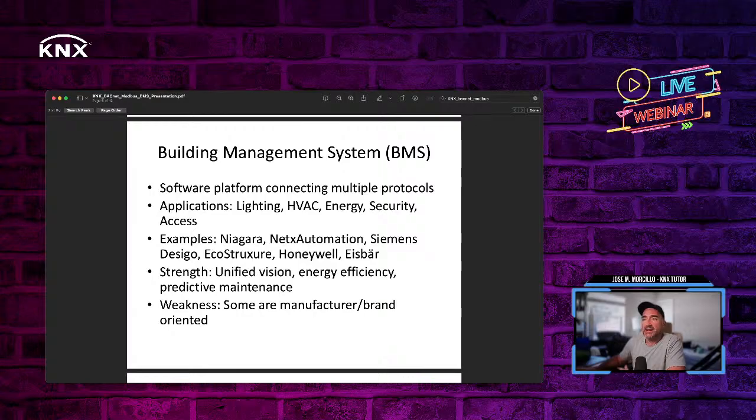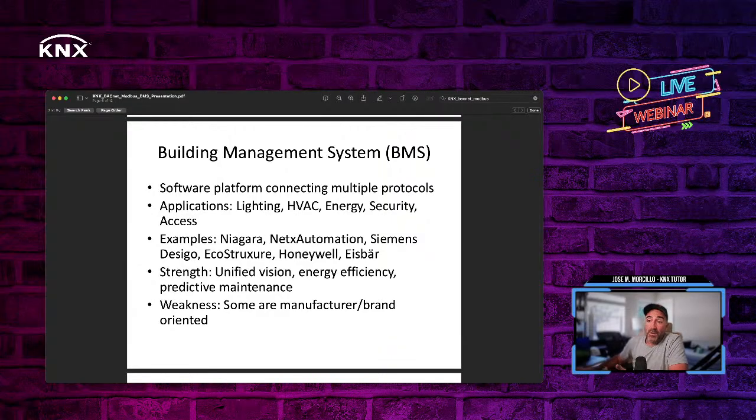Okay. Another example is Siemens DeSico. This is from Siemens, of course. We also have EcoStructure from Schneider Electric. We have Honeywell BMS, and we have AceBar as well. So we have much more. Okay, we have much more. So again, the point is that these BMS, or the idea of a BMS, is to integrate many protocols and to make them work all together and to provide a visualization for all the applications in the building. That would be the best approach for a BMS.